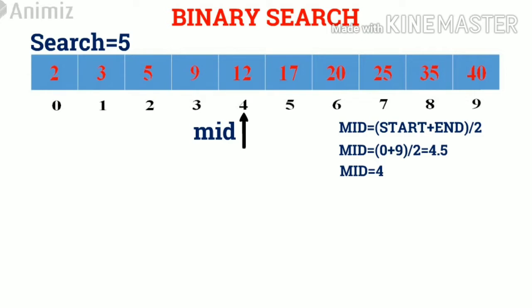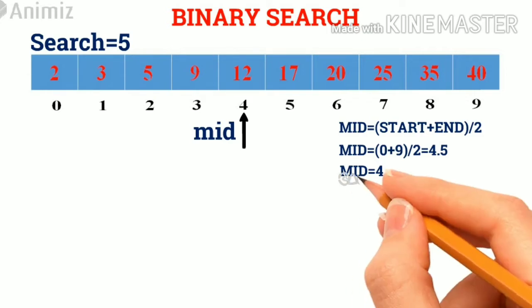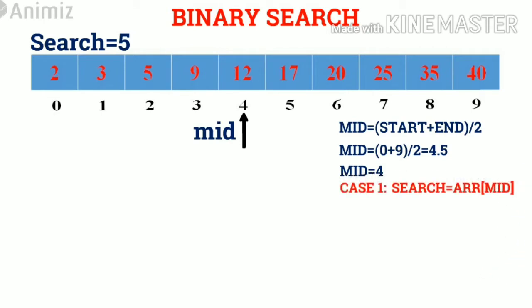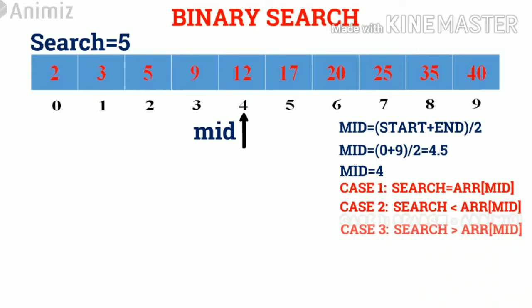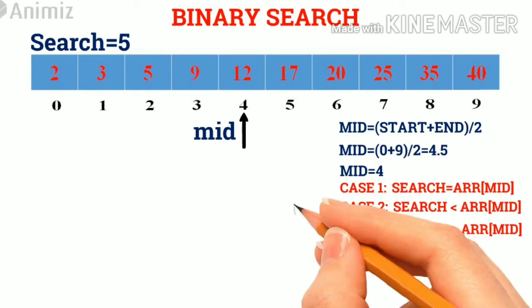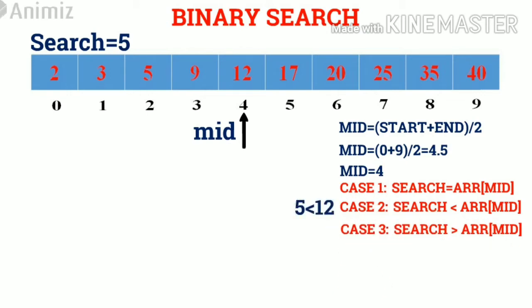Now there will be 3 cases. Case 1: either the search element is equal to the middle element. Now the search element 5 equals 12? No, this is false. If it were true, then it would give the message successful, but this one is false. So there are 2 more cases. In case 2, either the search element is less than the middle element or the search element is greater than the middle element. Here the condition is 5 is less than 12. Yes, the condition is true.